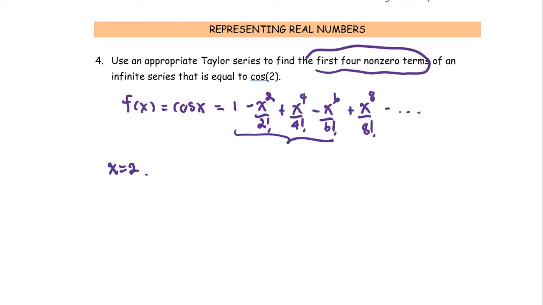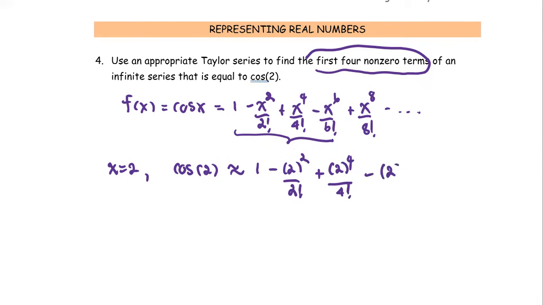As x equals 2, the function at 2, or the cosine of 2, is approximately equal to 1 minus 2 squared over 2 factorial plus 2 to the fourth over 4 factorial minus 2 to the 6 over 6 factorial. So the cosine of 2 is approximately equal to negative 13 over 15, which is about negative 0.8666.